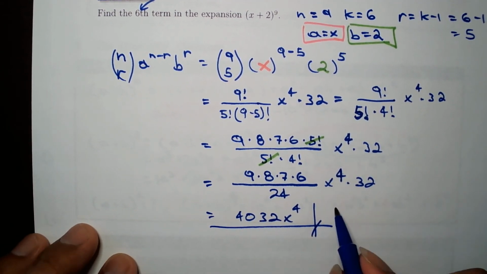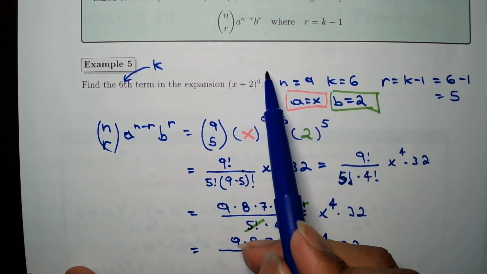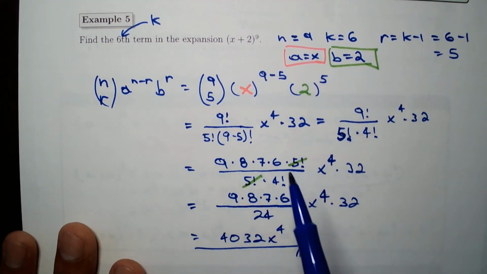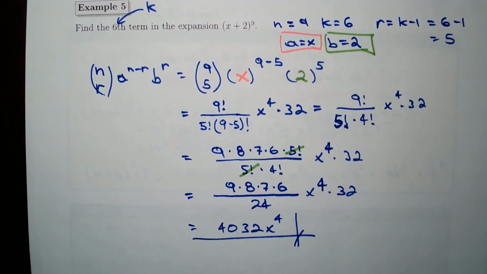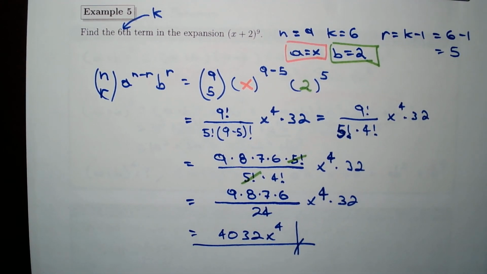So this is the 6th term of this binomial expansion. If you do the binomial expansion for this binomial, the 6th term will be this right here. Instead of doing the whole thing, we can just use the formula and investigate which term it is without the need of doing the remaining. Alright, so this is the end of this section. So I'll see you in the next video.